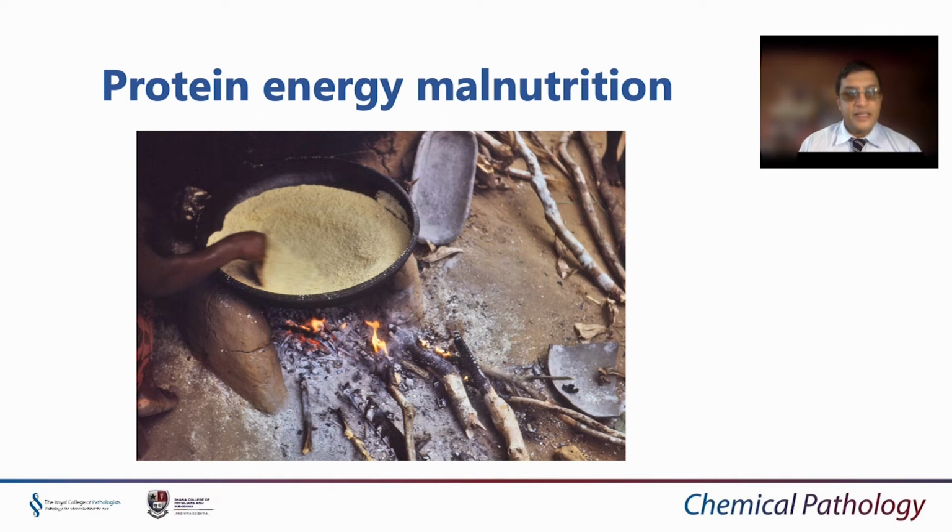I will now be discussing the final learning objective, protein energy malnutrition and obesity. We'll start with protein energy malnutrition and talk to the definition of protein energy malnutrition and the different types of clinical syndromes that it can present with, and more specifically the laboratory's role in managing this group of patients.